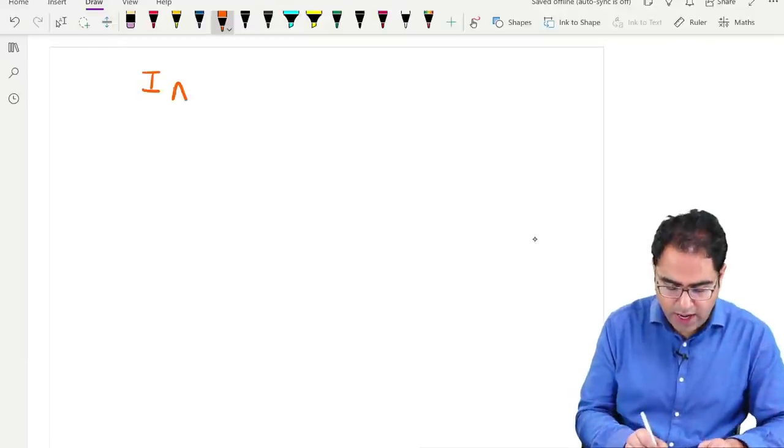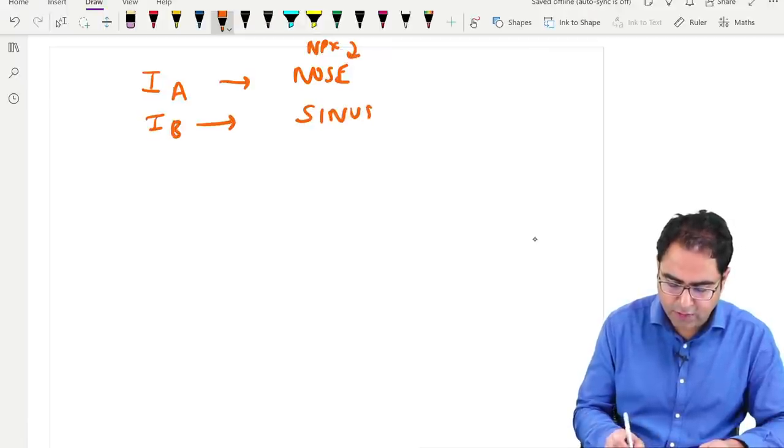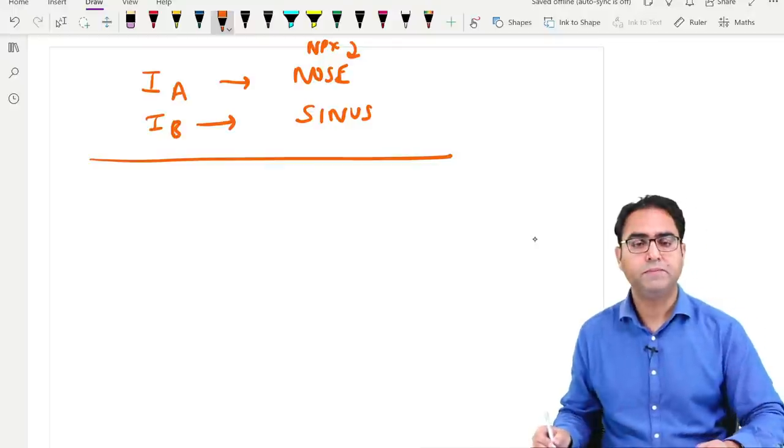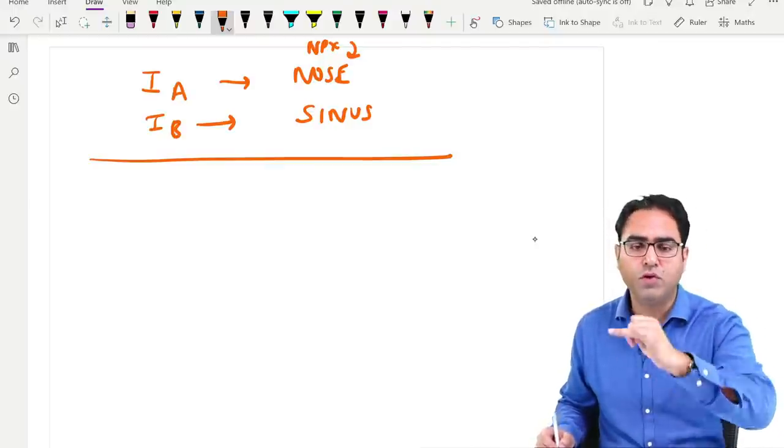Stage 1, beta. 1A is to the nose. Where does the tumor start? Nasopharynx to nose. 1B, sinuses. If any sinus is mentioned, it is 1B. If the tumor goes to the nose, 1A. If the tumor goes to the sinus also, 1B.